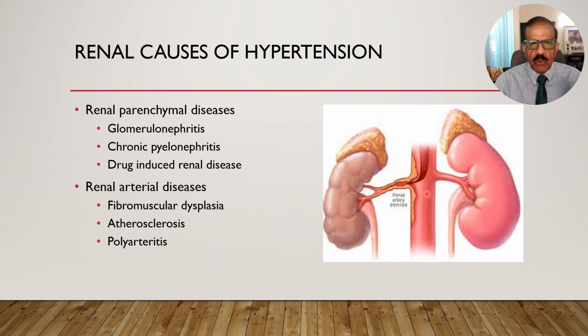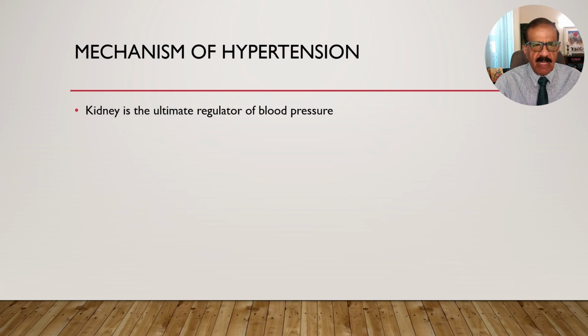And this cartoon shows you that this artery is narrowed. You can see that there's a diffuse narrowing of this artery, and as a result, this kidney is relatively smaller and shrunken. So this is actually one of the signs of renal artery stenosis if the kidney is small and shrunken on ultrasound. So practically any kidney disease can cause hypertension. This is because, as I've already told you, the kidney is the ultimate regulator of blood pressure.